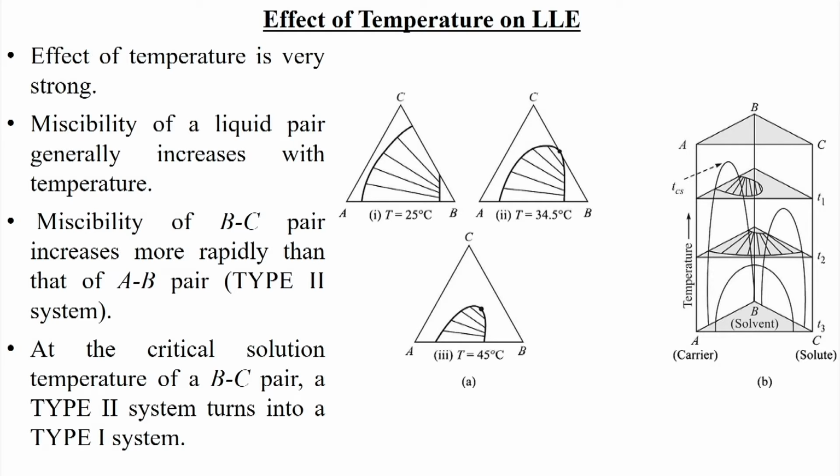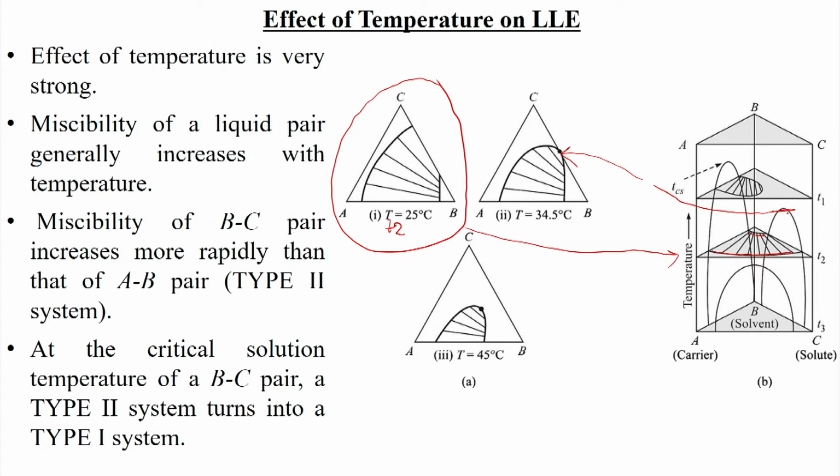So, let us take the first system, which is equivalent to T2, where we have this binodal type system, where this is the extract arm and this is the raffinate arm, both present here. Suppose this is T2, say 25 degree Celsius. Whenever we increase the temperature from T2 to T1, the binodal part will contract, and we will get one point here.